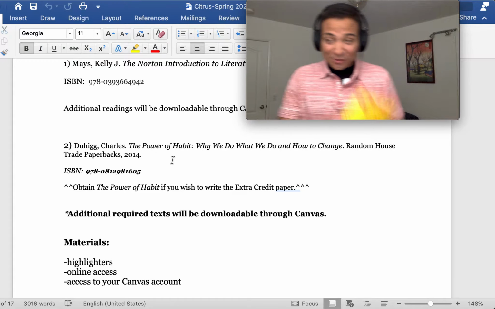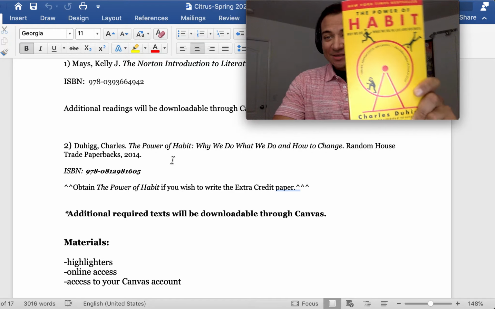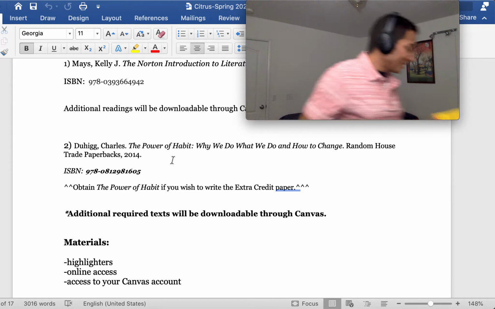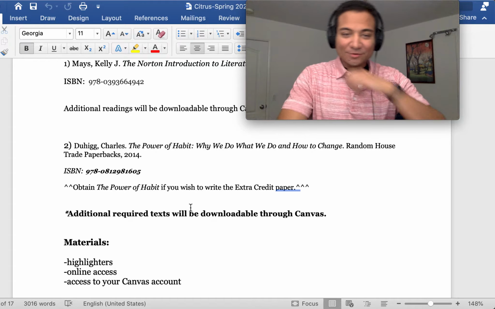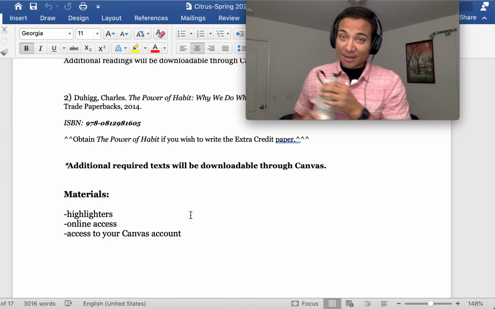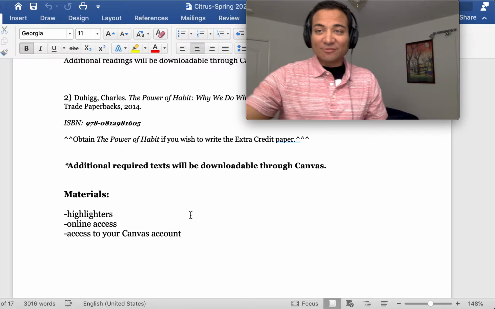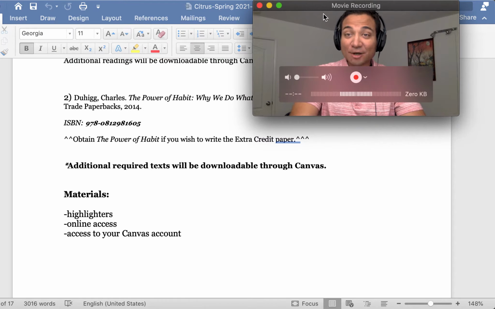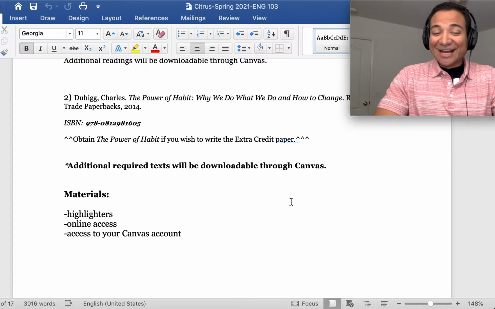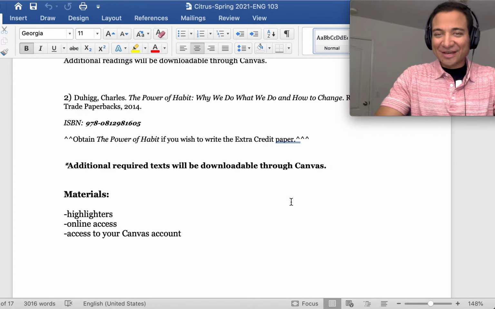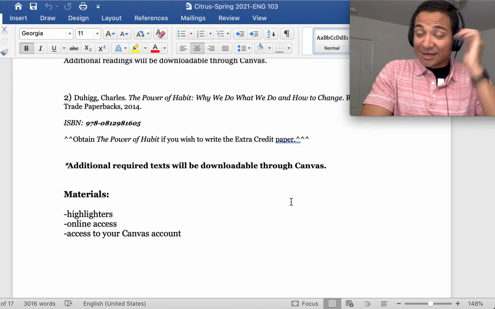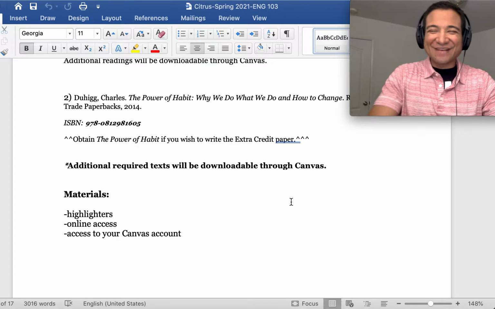Okay, I found the book. So if you want to do the extra credit opportunity, this is The Power of Habit by Charles Duhigg. So get a hold of this book if you want to do the extra credit. All right. Everything else will be downloadable through Canvas. The materials that you need will be highlighters, because to be an active reader, you have to actively annotate and mark up your texts. And online access, obviously, since we're doing all this online. We're doing it through Canvas specifically, so make sure that everything on Canvas is on point for you. If you ever have trouble, I'm actually going to be including the phone number for tech support for Canvas, okay?